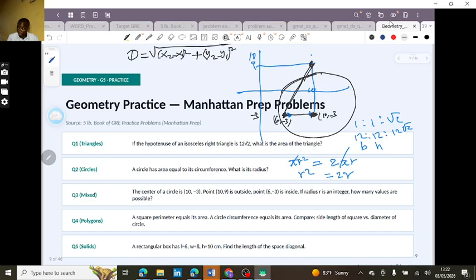10 minus 6 is 4. So this place is 4. If you look at this line too, both of them are 10, 10. So since both of them are 10, 10, that means this is actually a line.